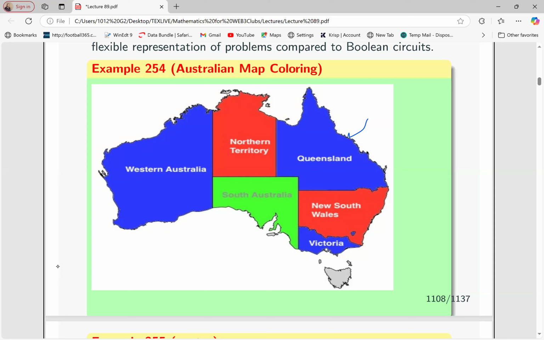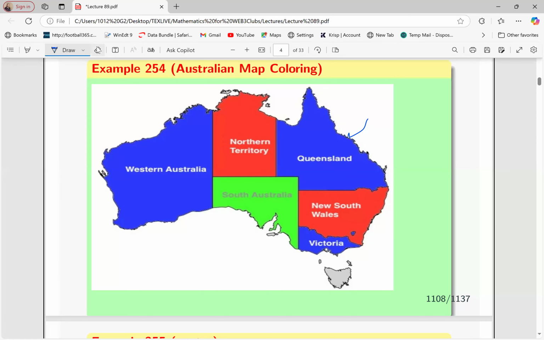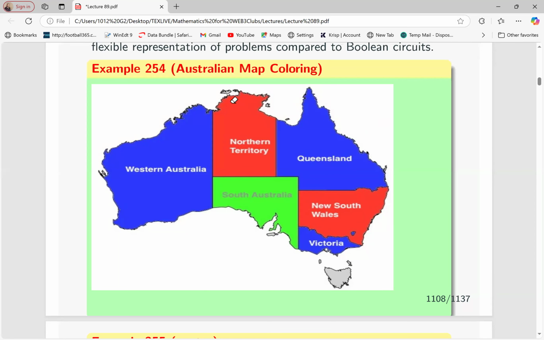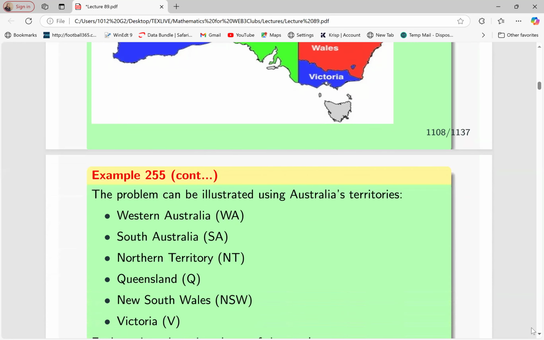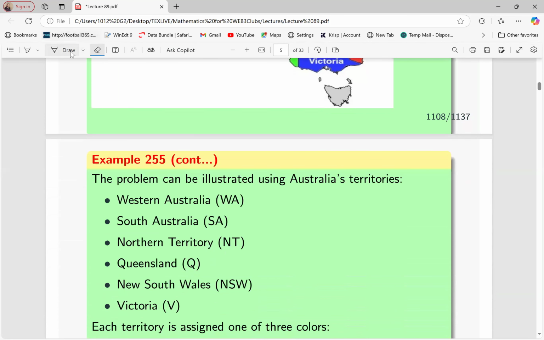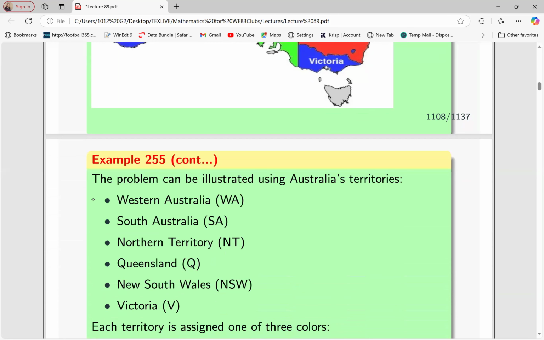So we can have either the 3-coloring problem or the 4-coloring problem. If you have 4 colors, you can do that with 4 colors, and you can do that with 3 colors. You don't require more than 4 colors or 3 colors, and you're able to color the neighboring regions differently. These are the 6 regions you have from that map: Western Australia, South Australia, the Northern Territory, and so on. We want to color each one of them differently without having 2 neighboring regions with the same color.